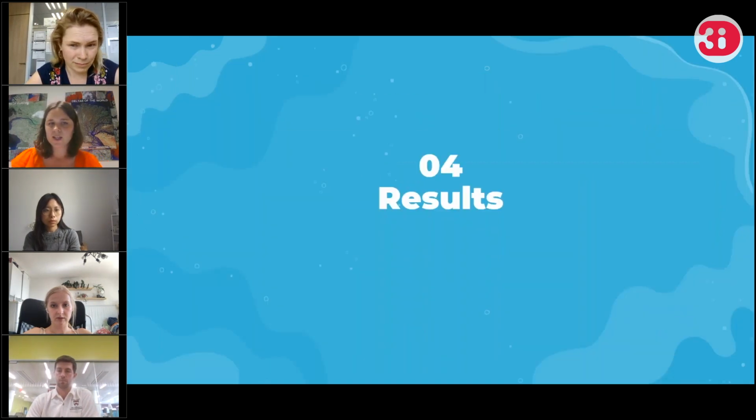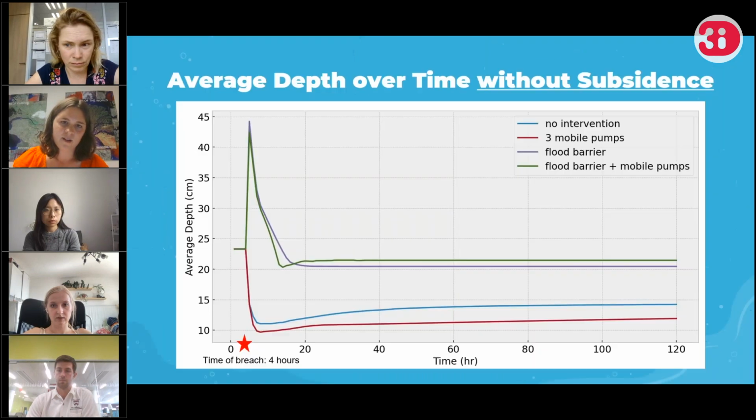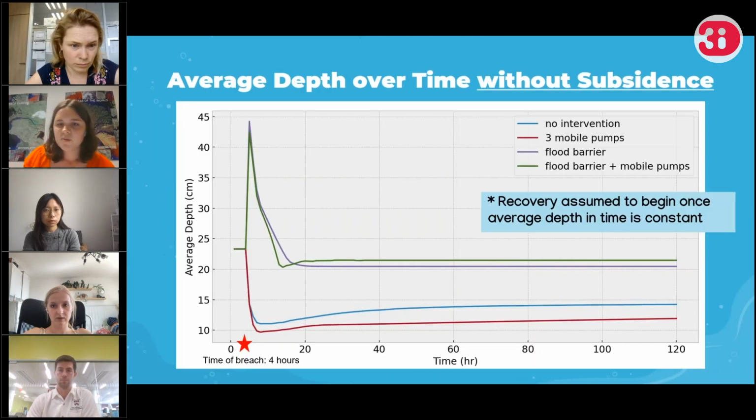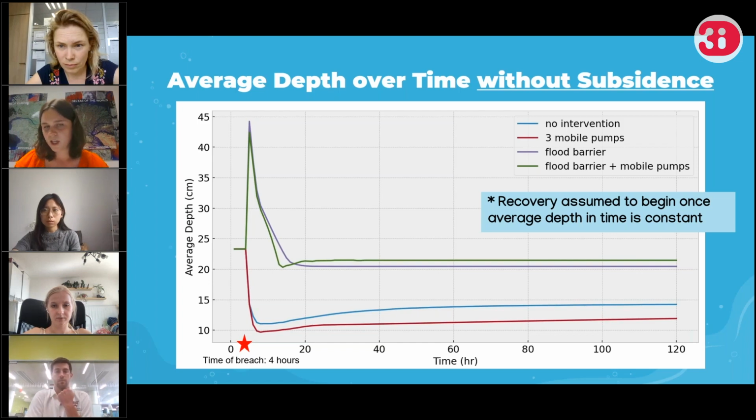So now I'll discuss some of the results I've found so far. Like I mentioned, recovery was assumed once average depth in time is constant. So this is showing average depth in time. The simulation ran for 5 days, so 120 hours. And you can see that the flood barrier significantly increased average depth of water. This is pretty expected because the water just stays within the flood barrier and doesn't overtop the 1 meter height of the obstacle. But without the flood barrier, the water disperses across the polder.